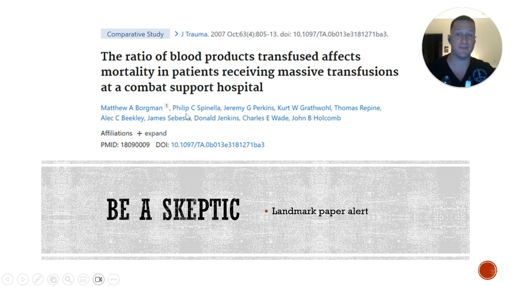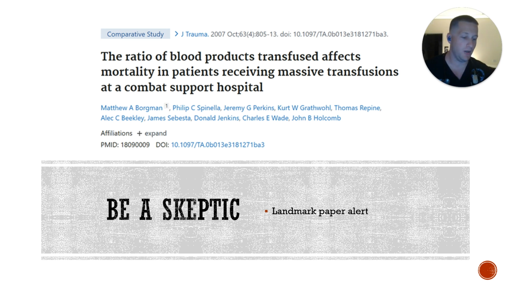This was a massive paper. This guy, Matthew Borgman, actually a pediatrician, not a trauma surgeon, not even a general surgeon. He's a pediatrician. I think he does peds critical care now. But yeah, he changed the way we give blood. He sort of found it during his residency project, I believe, is the story.